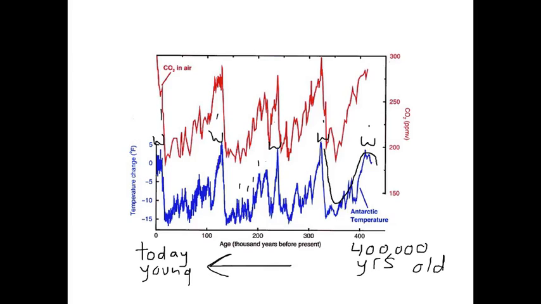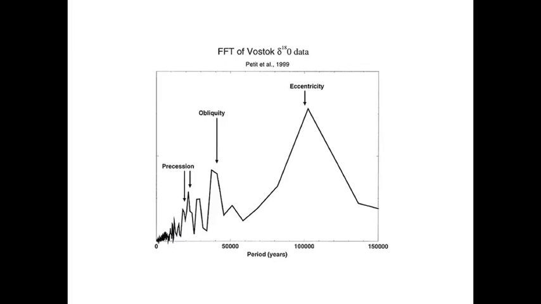There are techniques that people have worked out, Fourier analysis, to tell you what are the wiggles that went into making this curve. If you go on there, this is what you get. There's a big tick, tick, tick at about 100,000 years spacing. There's one at 41,000 years, and there's a couple at 23 and 19,000 years.